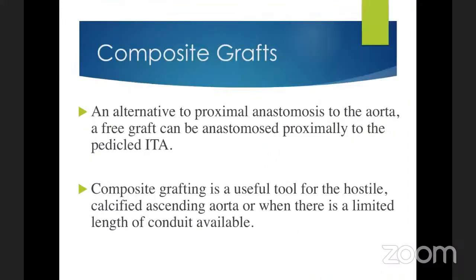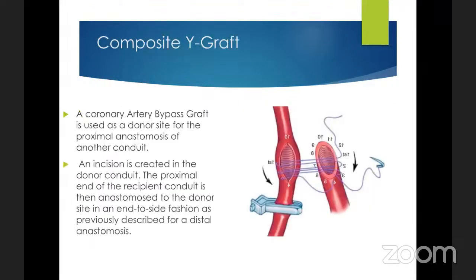We'll talk about the composite graft. It's an alternative to the proximal anastomosis to the aorta. A free graft can be anastomosed proximally to the pedicled internal thoracic artery. Composite grafting is a useful tool for the hostile calcified ascending aorta or when there is a limited length of the conduit available. So a coronary artery bypass graft, like the LIMA, is used as a donor site for the proximal anastomosis of another conduit.